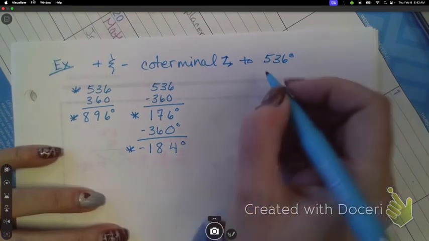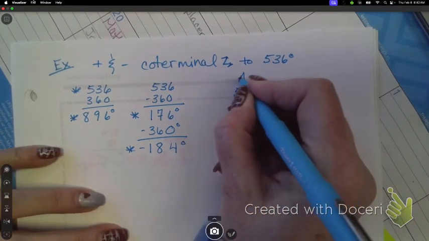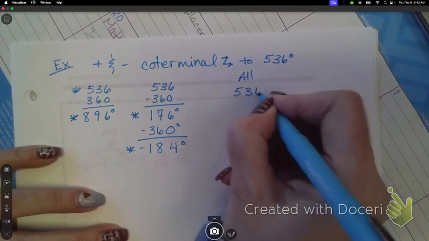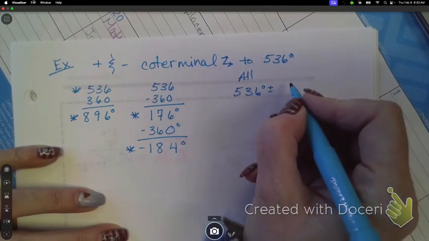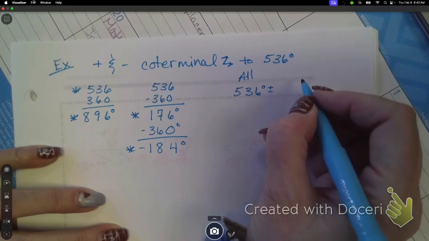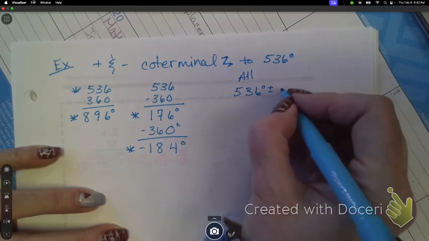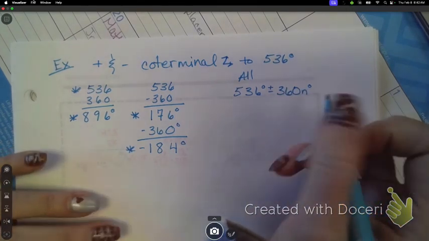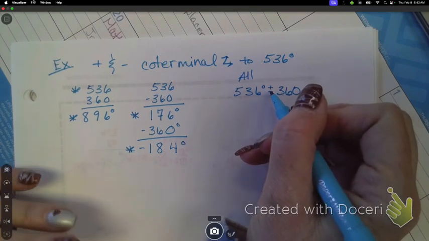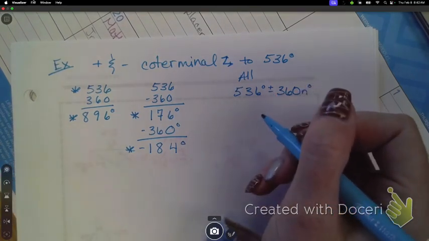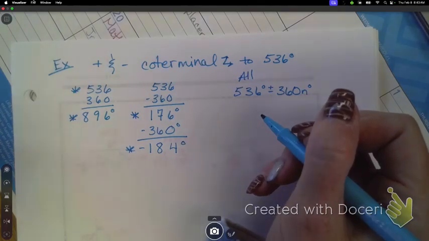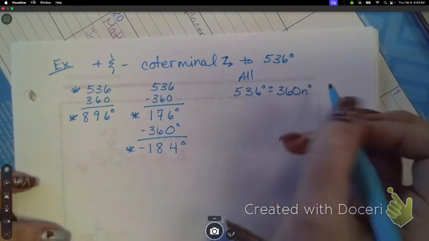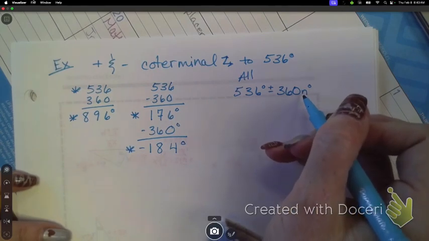Now, again, if I wanted all of them, it would be 536 plus and minus what? 360 n. And then your degrees. Now, the reason why I put plus and minus shows direction, correct? So if you don't acknowledge that direction, I don't know how you get all of them. I don't.